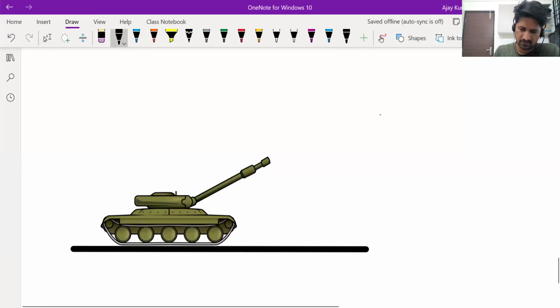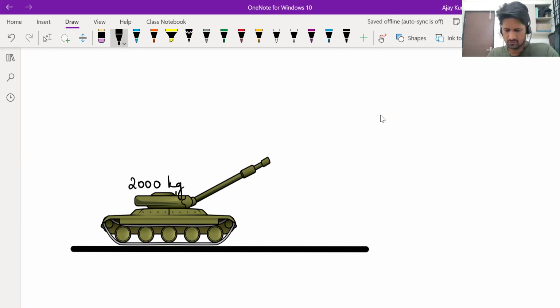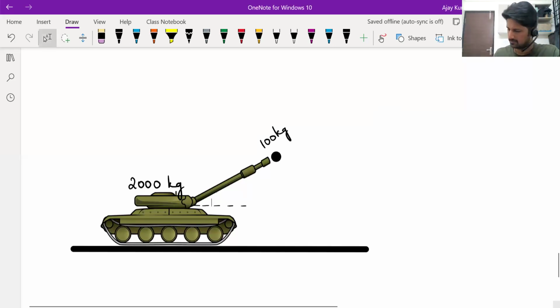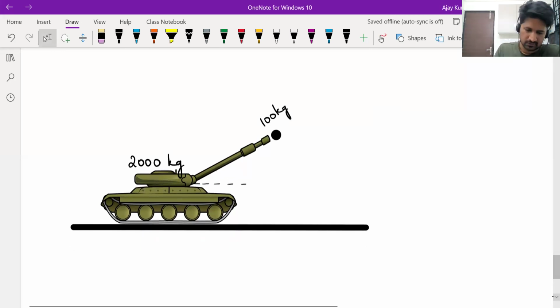Assume there's this army tank, as you can see. Let's say its mass is some 2000 kg, so 2 tons. And assume it fires a bomb or a shell whose mass is some 100 kg, and it fires the shell at some angle. I'll give you the details. So this is the situation.